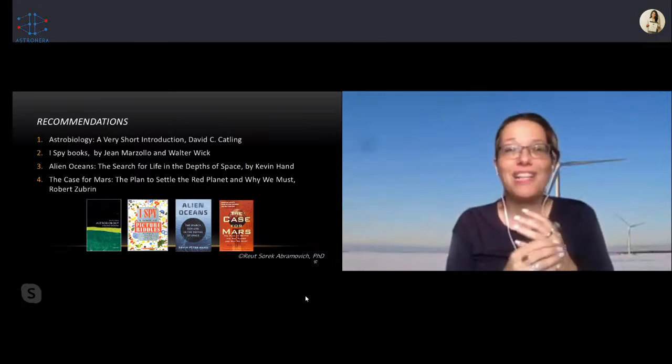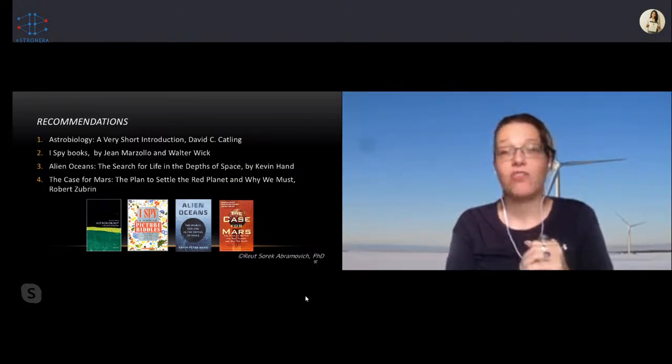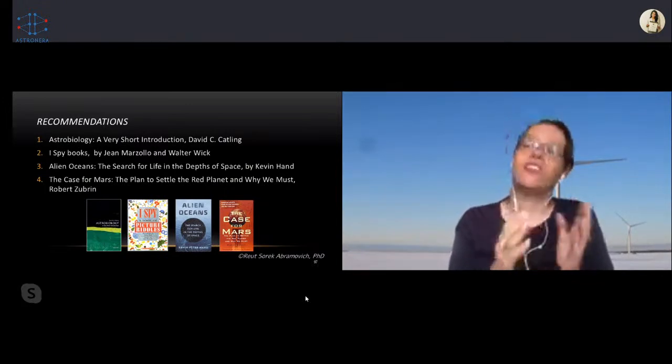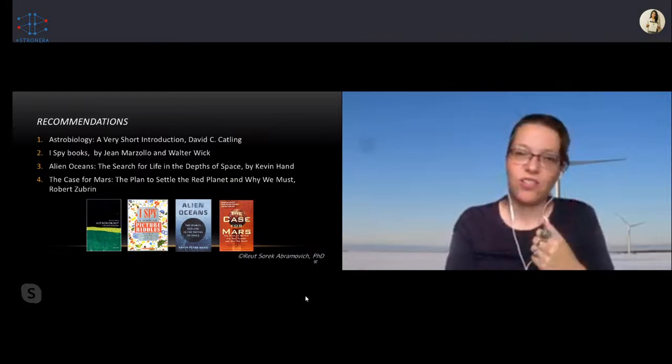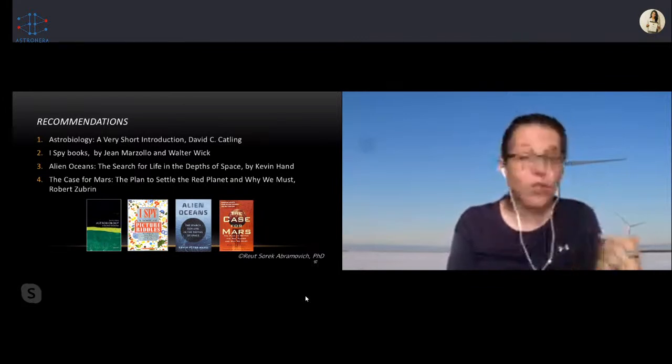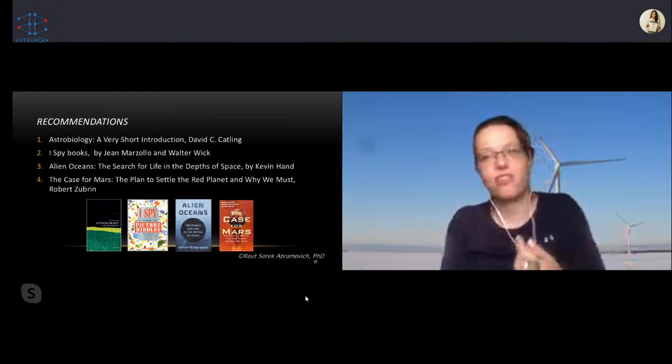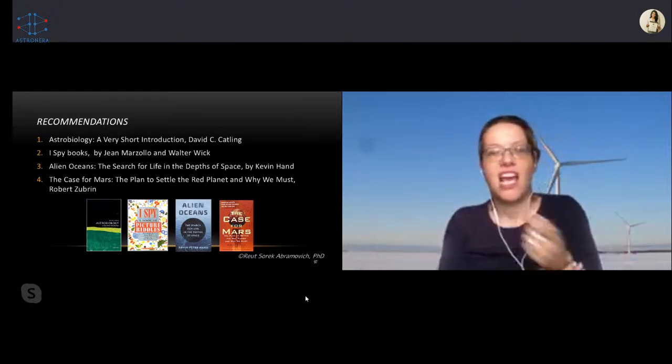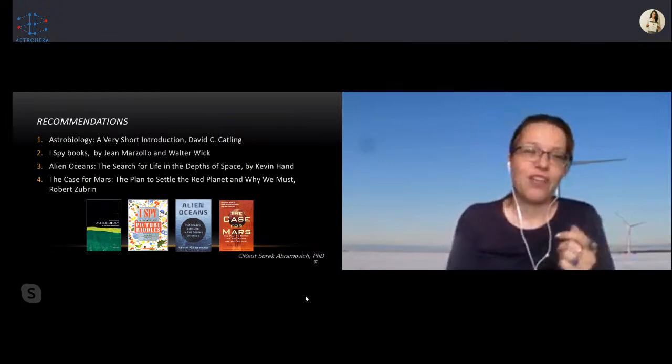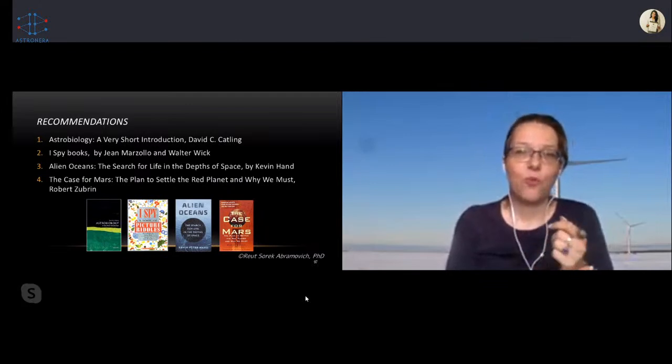Alien Ocean is a really new book. I just started reading it. I got it in the mail yesterday. It's an amazing book by Kevin Hunt. It's about the search for life in the depth of space. And we're talking about the different oceans on planet Earth and the different oceans elsewhere in the solar system and how we can find life, what we should be going to, how it's going to feel for us to do those missions. And a very classical book for everybody who loves Mars and wants to know more about it.